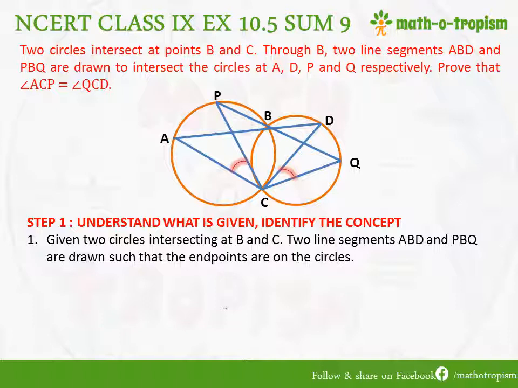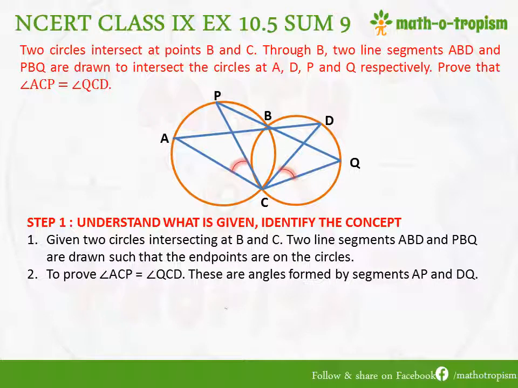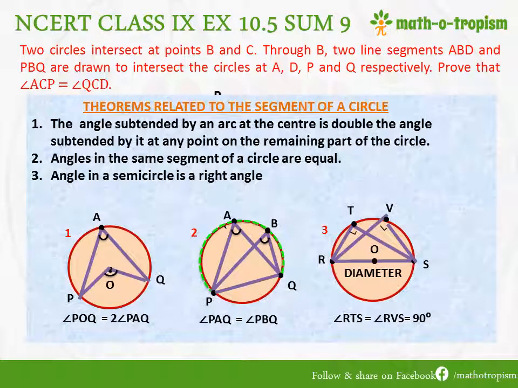Now first let us start with what we have to prove. We have to prove the angles are equal. First let us know what those angles are. When we see the angle ACP, what is that angle? It is the angle subtended by the segment AP, and similarly angle QCD is the angle subtended by the segment DQ. Now, can we see any relationship between theorems and what is already given?